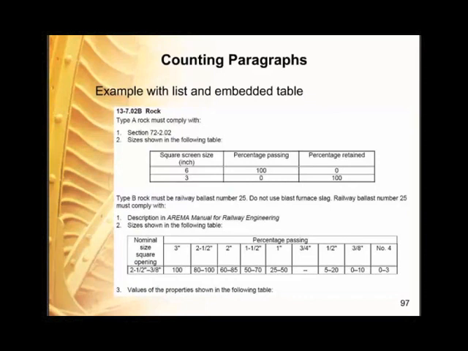Shown here is an example of a specification with a table in section 13702B ROC. Here are the paragraph numbers. If you notice, even with the tables and the list involved here, there are only two paragraphs for this specification. So embedded tables are not counted as separate paragraphs. The rule for tables is that they would not be counted, and in most cases, almost all tables within the standard specification are embedded tables.